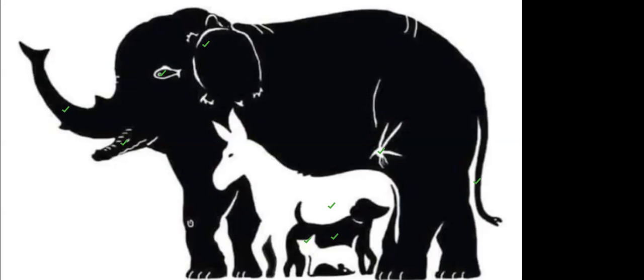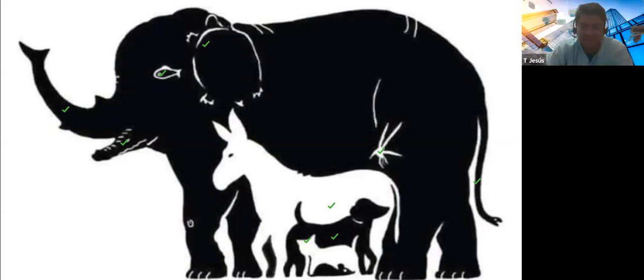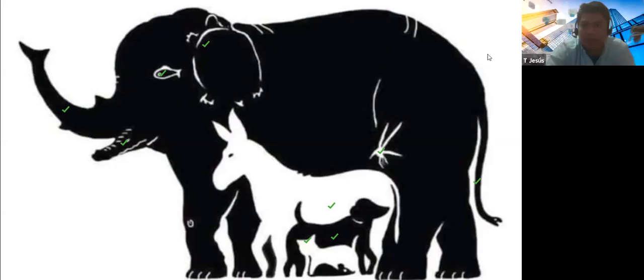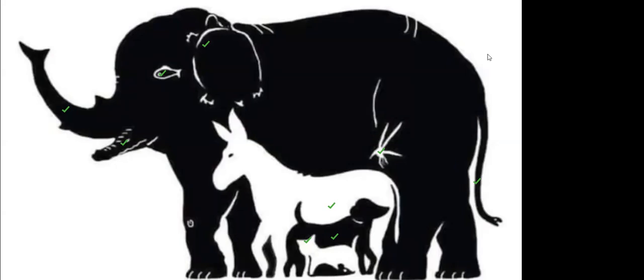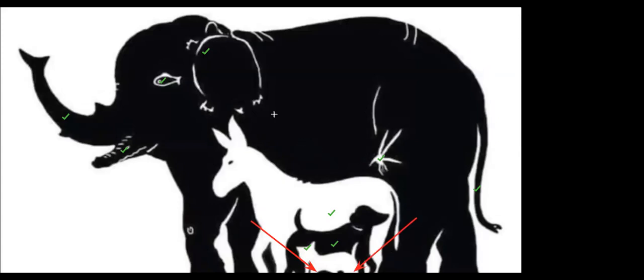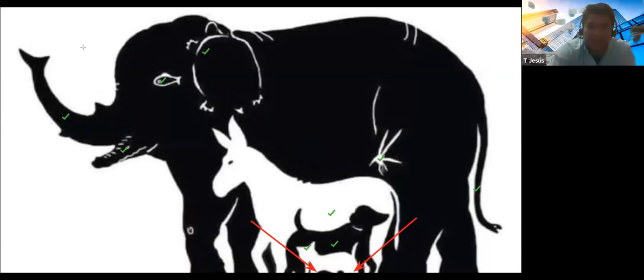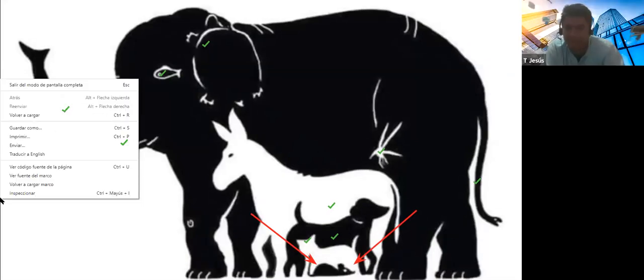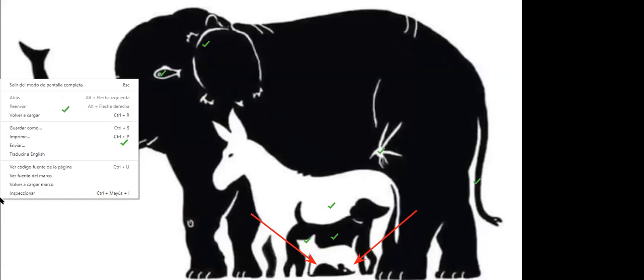Okay. Here are the answers. Right there is a cat. Under the cat is a mouse. Where is the mouse? Under the cat. Oh, but I can see. You can't see it? Can you see it? No, I can't.